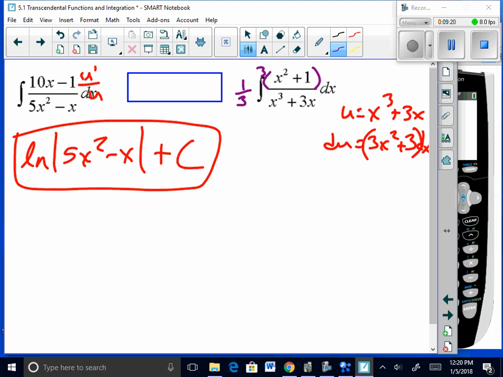So now this is in the form u prime over u, because if I distributed that 3 into the x squared plus 1, I would get the 3x squared plus 3. So I now know that this would be 1/3 natural log absolute value of the denominator, which was x cubed plus 3x, and then plus c.